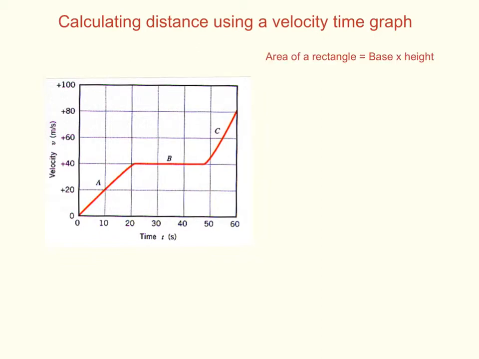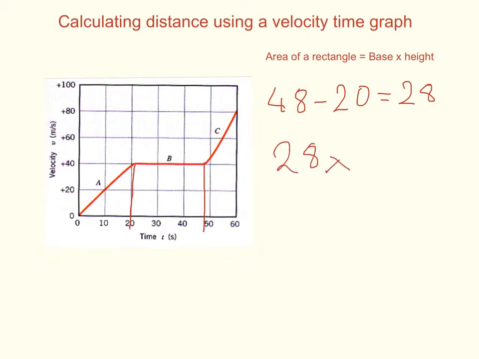So looking at this area B, I think that the time finishes around about here, which I would say was around about 48. So 48 minus the area just here, 20, is equal to 28. So my base is 28 seconds. So 28 times by my height, which we can see here, is 40.